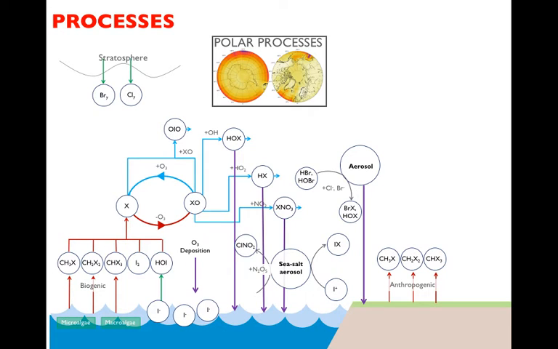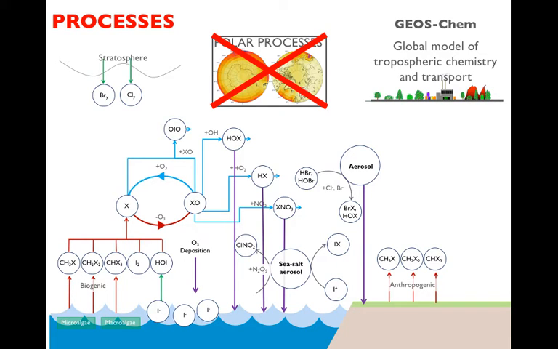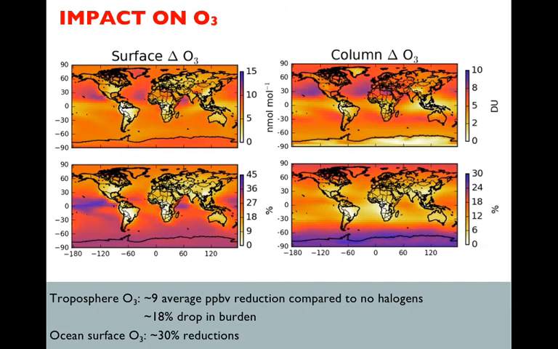What we don't have in there at the moment is any polar-specific processes, so stuff occurring on snow. And this is all now in GEOS-Chem, and Thomas is putting this all into version 11. Okay, so if we run through the take-home messages, what we've got here is the surface ozone and the tropospheric column ozone, both as an absolute and a fractional change in concentration.